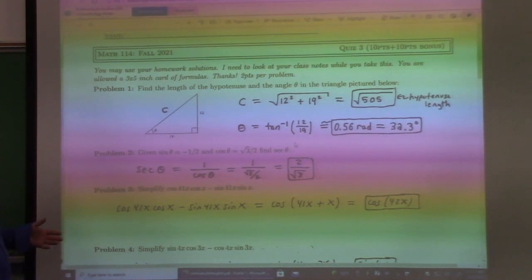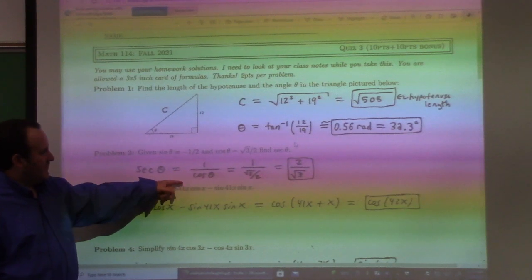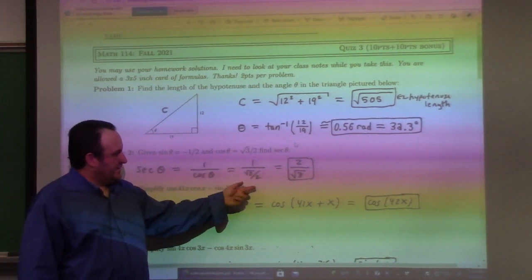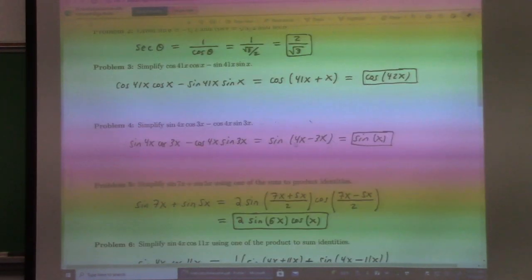All right, so number 2 here. Well, secant is 1 over cosine, and we're given cosine is root 3 over 2, so just put it in there, and so that's 2 over root 3. All right. I see from looking at your quiz, you guys still are quite a ways from internalizing the adding angles formulas. So you need to do a significant amount more studying on how to use the adding angles formulas, right?